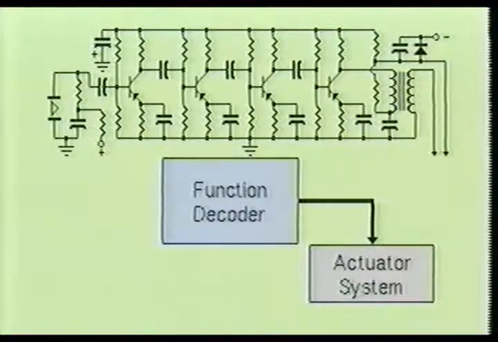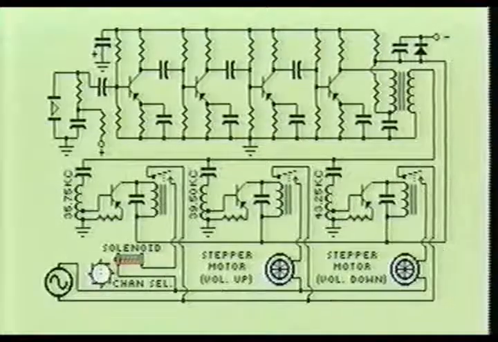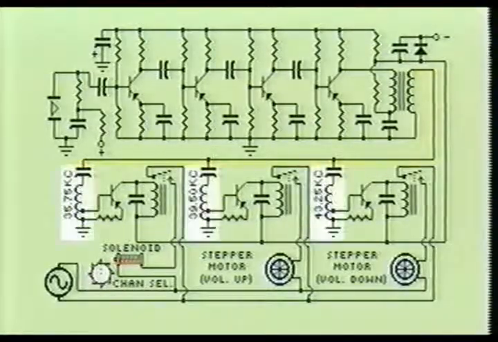Now let's see how this system works. The amplified signal travels from the high-gain amplifier string into a decoding section. The decoding section consists of tuned circuits which respond to the proper ultrasonic frequency of that particular remote control function.